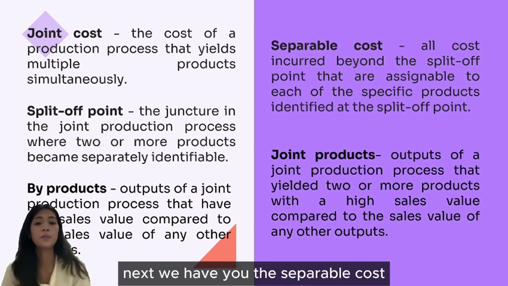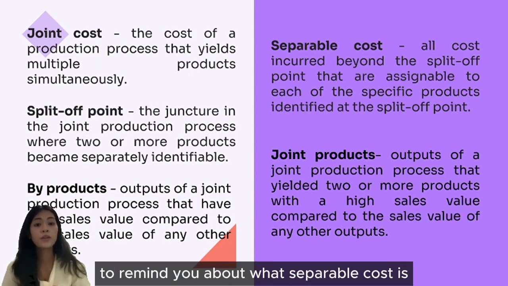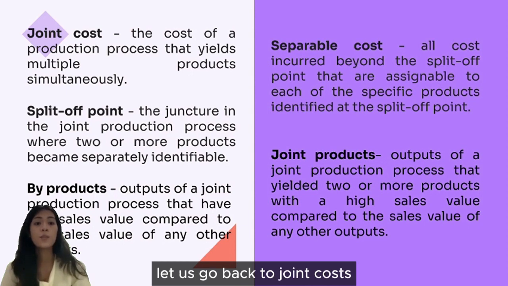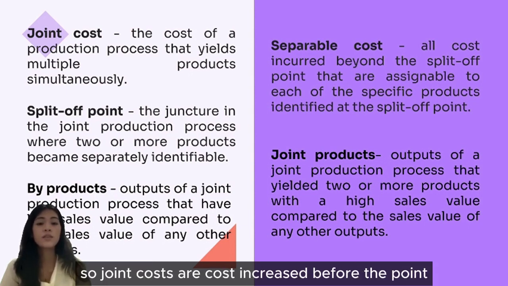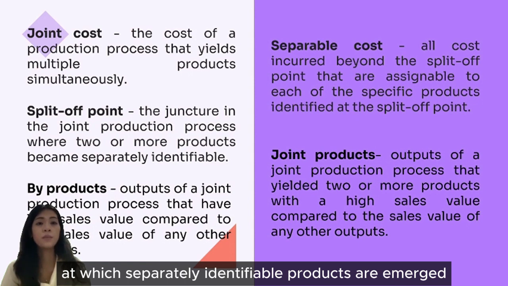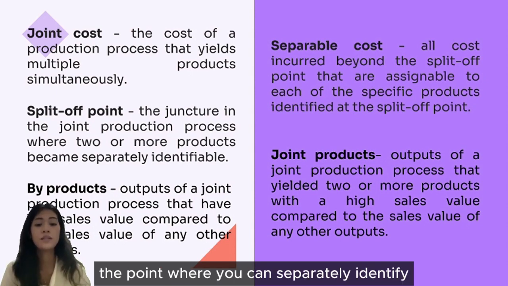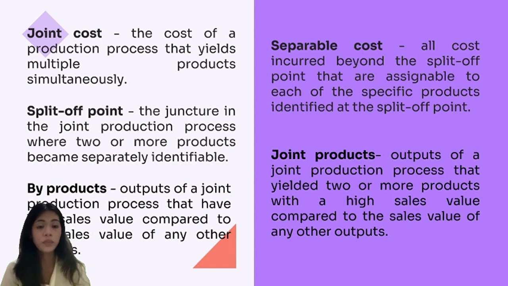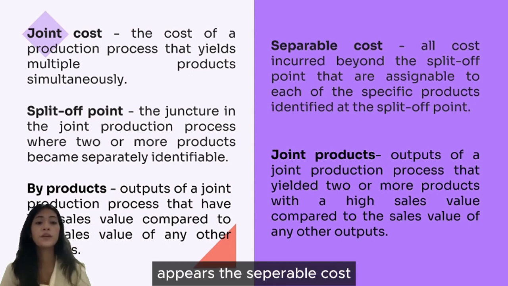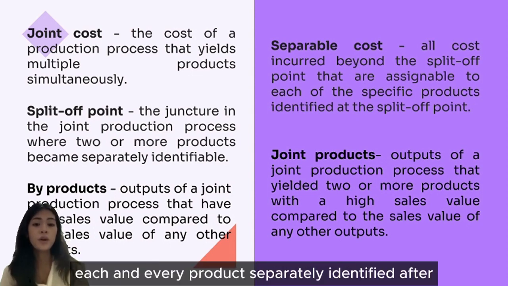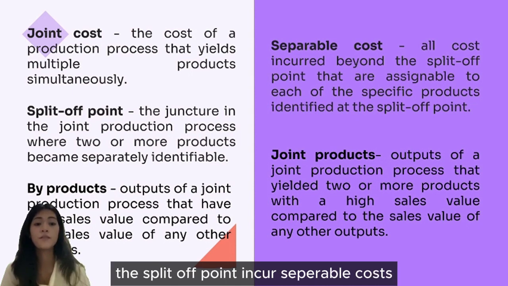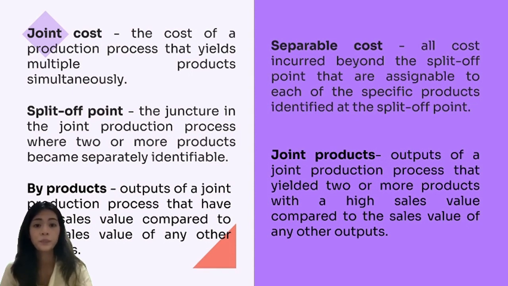Next, we have here the separable cost. To enlighten you about what separable cost is, let us go back to joint cost. So joint costs are costs incurred before the point at which separately identifiable products emerge from the identical process. After the joint cost comes the split-off point, the point where you can separately identify the cost of two or more products. Now, after the split-off point appears the separable cost. Each and every product separately identified after the split-off point incurs separable costs.